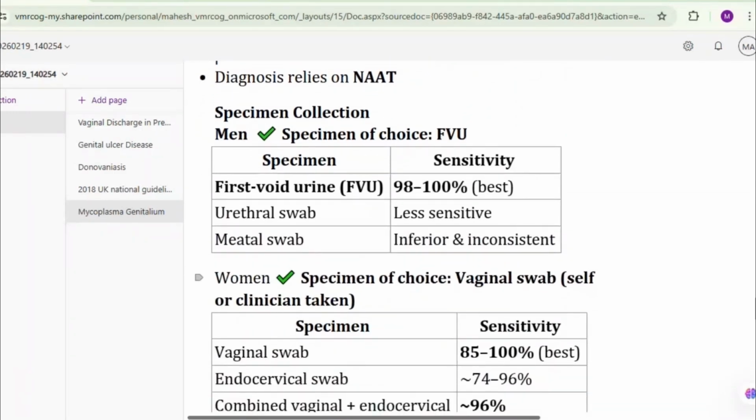So what happens when there is a urethritis? We get confused whether a swab is to be taken, a metal swab to be taken, what exactly. But just focus on what we are discussing: first void urine.